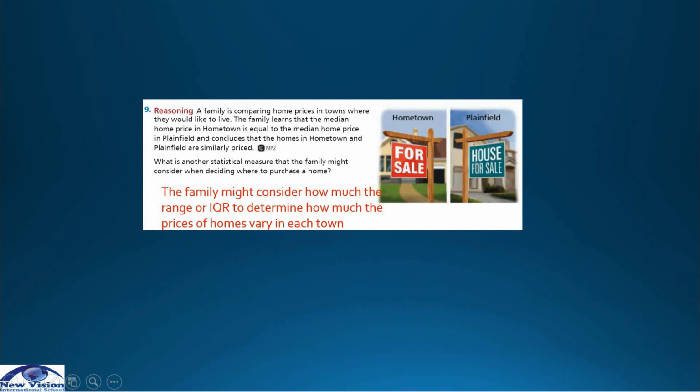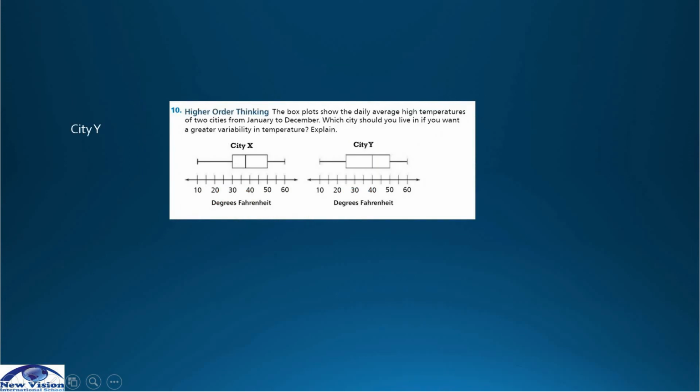Now look at this problem here. You will see that the family is trying to purchase a lot in Hometown and in Flintfield. So they see that each of these has the same median. So what is another statistical measure that the family might consider when deciding where to purchase a home? The family might consider the range or IQR to determine how much the prices of homes vary in each town. This problem requires higher order thinking skills.